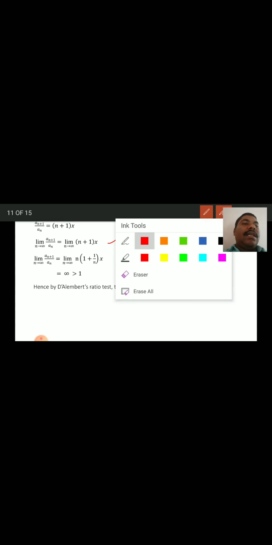Then apply the limit on both sides as n tends to infinity. So here we take an n outside, that is limit of n into 1 plus 1 by n into x. So after applying the limit, we get infinity, that is greater than 1. By D'Alembert's ratio test, the series is divergent.